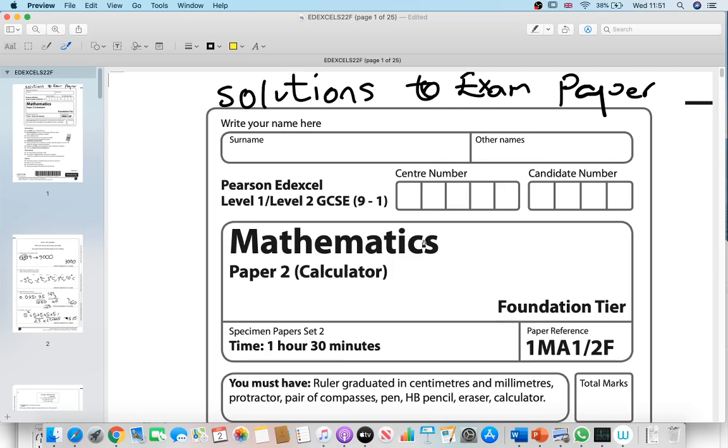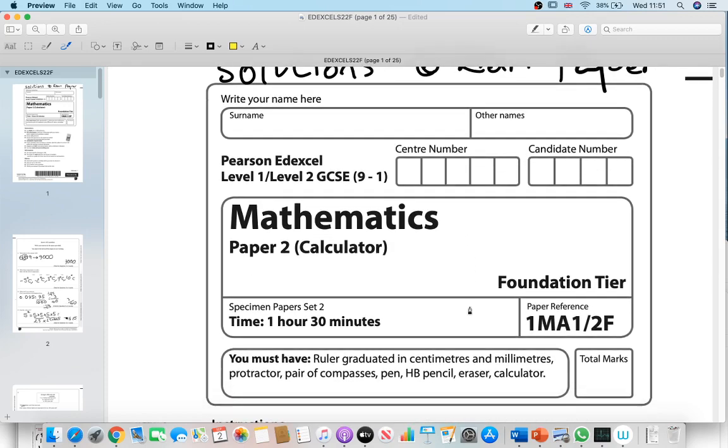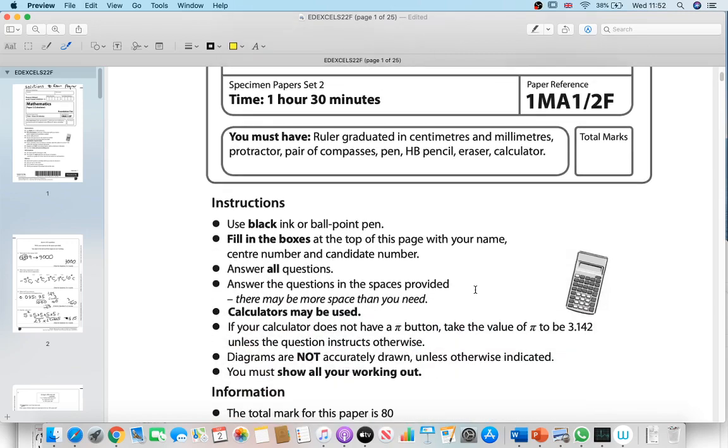So we're going to be doing the worked solutions for the foundation paper. This paper is the Edexcel Mathematics GCSE 9 to 1, paper 2, the calculator paper, for the specimen set 2. It's a 1 hour 30-minute paper. So let's go through the worked solutions.